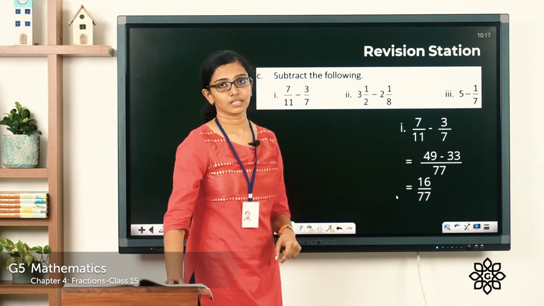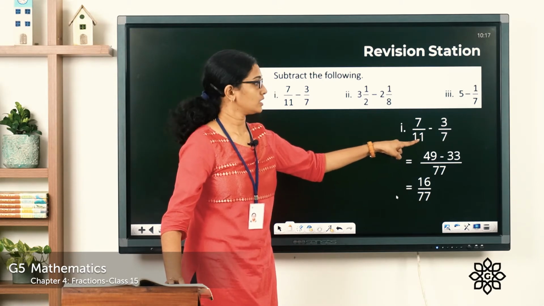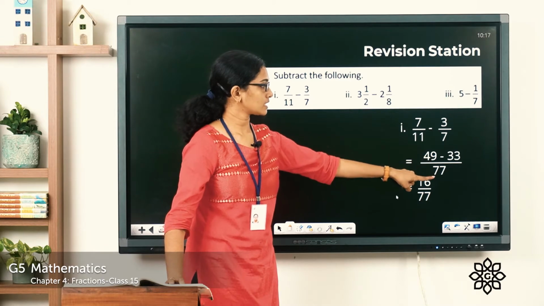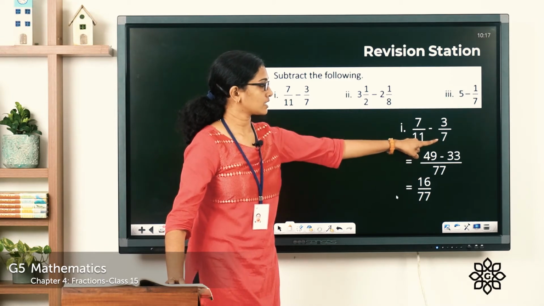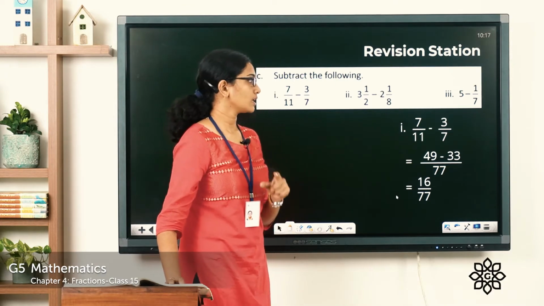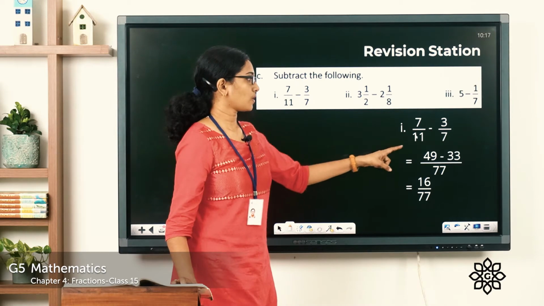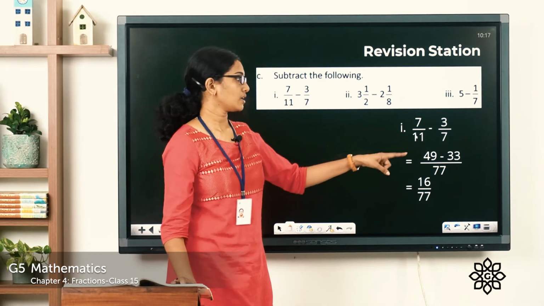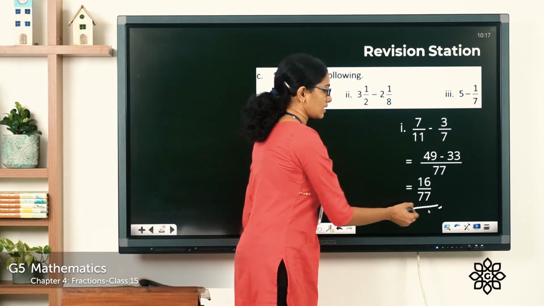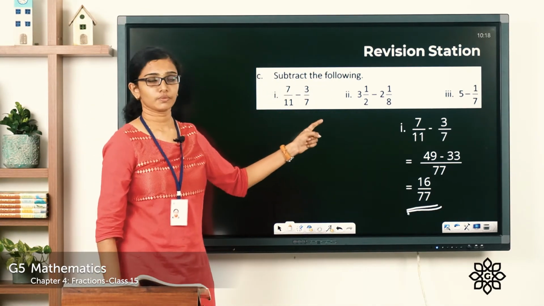The LCM is 77. So 77 divided by 11 is 7. Now 7 into 7 is 49 that we have here, minus 77 divided by this denominator 7. 77 divided by 7 is equal to 11. 11 into 3 is equal to 33. So it's 49 minus 33 by 77, that is equal to 16 by 77. This is the difference of this subtraction.